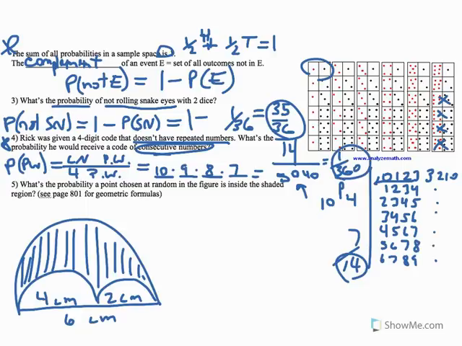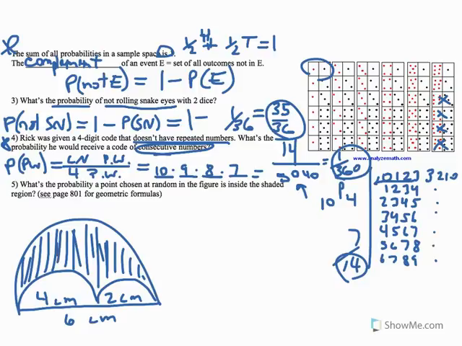Okay, lastly, we're going to do something called geometric probability, and in this case, we're still using the concept of theoretical probability, that definition, which is favorable over total outcomes, or the sample space. But now the sample space is not a list of numbers or a counting of numbers. Our sample space is actually an area. It's a region. So what's the probability a point chosen at random in the figure is inside the shaded region?